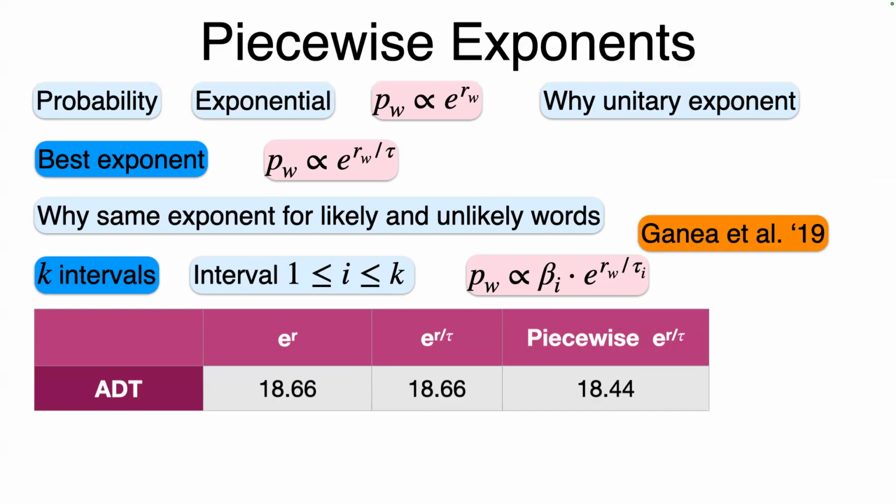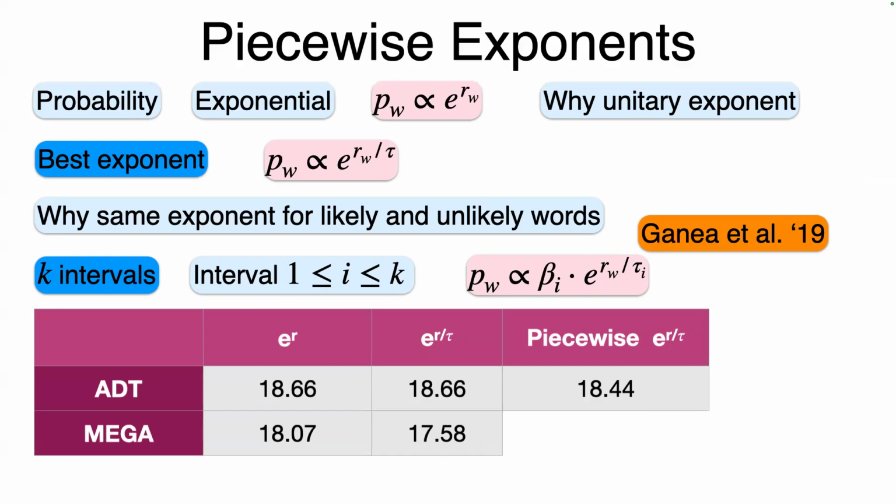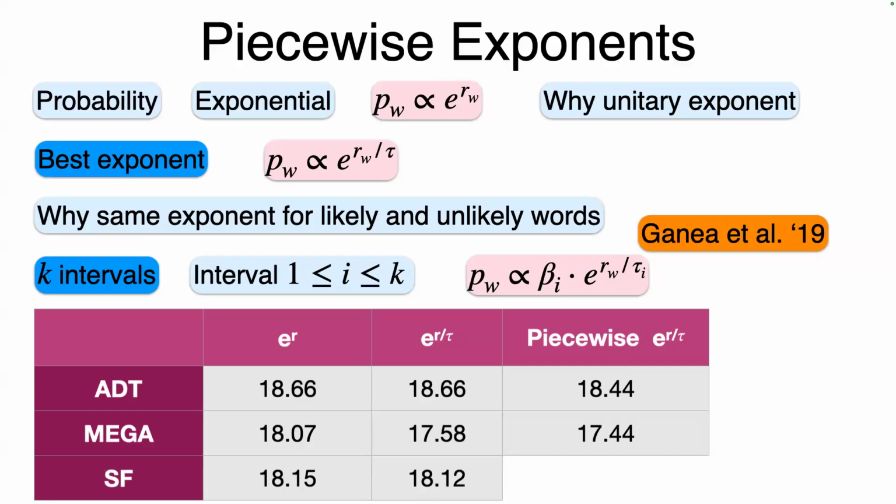Okay, and if you look at another estimator, Mega, that we mentioned, then originally it's 18.07. It reduces to 17.58 and then 17.44. These people did something which is related to that, but not the way we're doing it, and also not as a post-training. But this shows you that this post-training works. And if you look at ShortFormer, again, this reduces the perplexity.